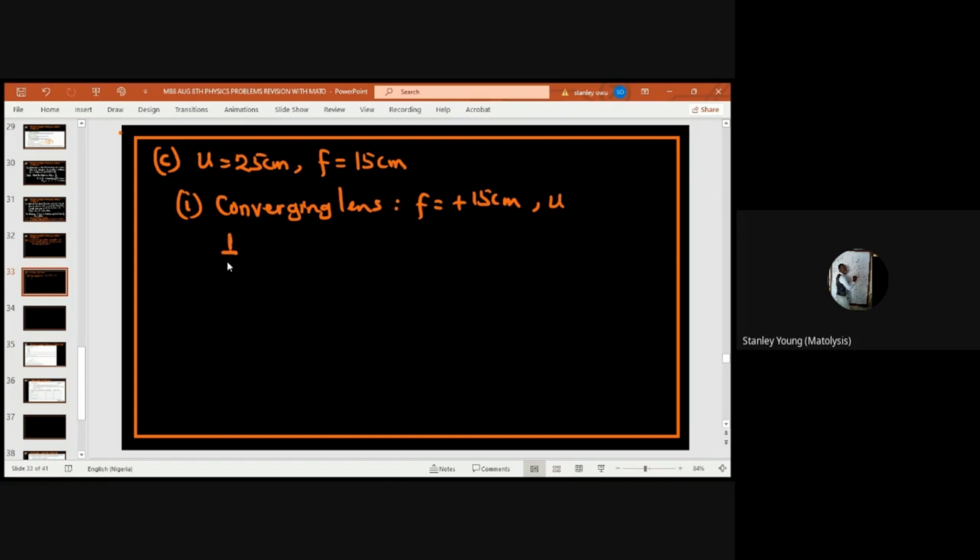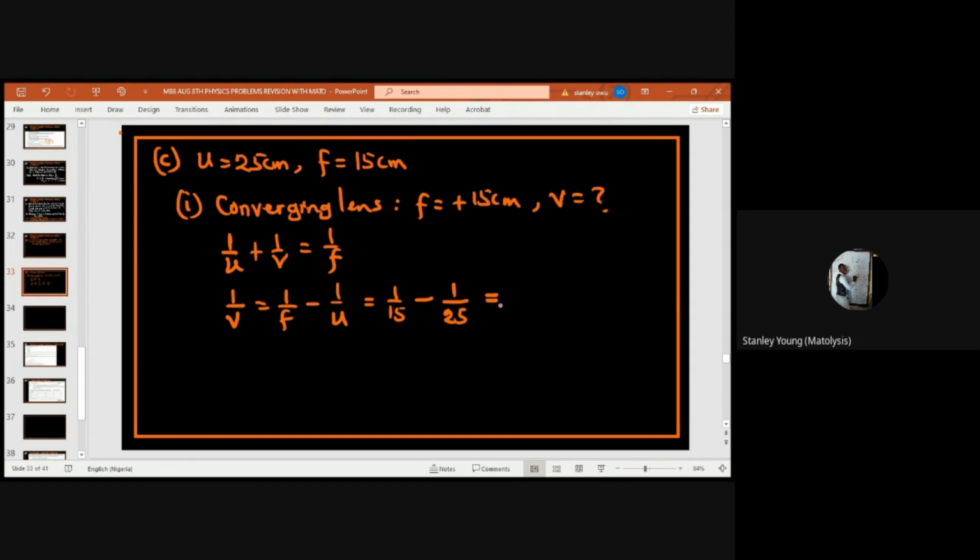So we say 1 over u plus 1 over v equals 1 over f. So from there, 1 over u equals 1 over f minus 1 over v. Sorry, what we need is actually v for the image. So I should have 1 over v equals 1 over f minus 1 over u. So 1 over 15 minus 1 over 25. You get that? Okay.